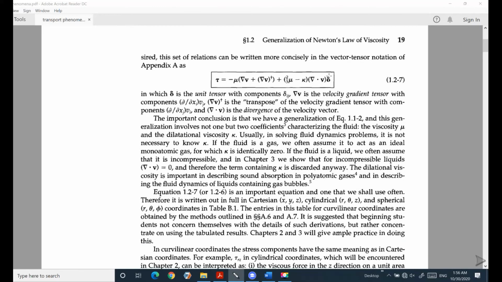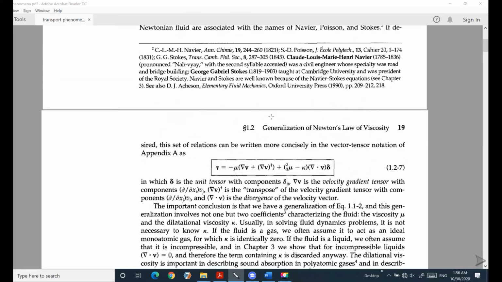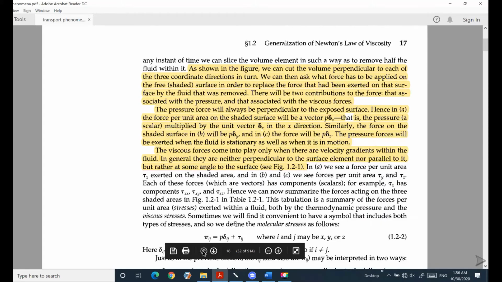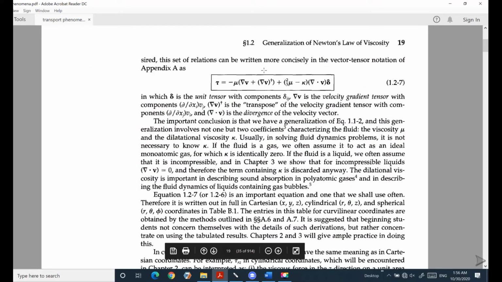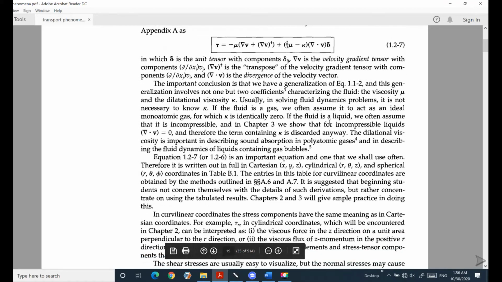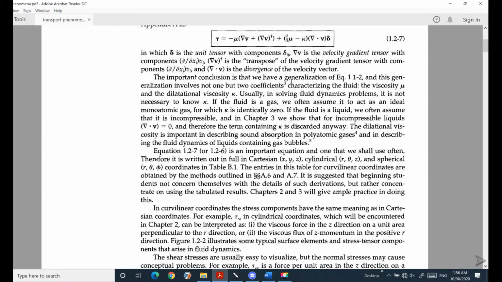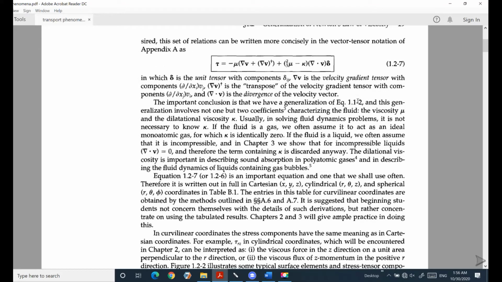So from here, this is the generalized Newton's law of viscosity we obtain for any fluid. The important conclusion is that we have generalized the definition in the first equation, in the first part, of viscosity. This generalization involves not one but two coefficients characterizing the fluid, the viscosity mu and dilatational viscosity K. These two things characterize the fluids, give some specific characterization.